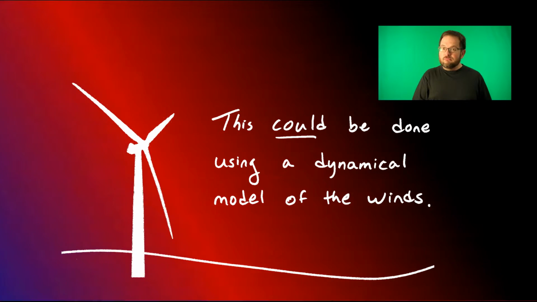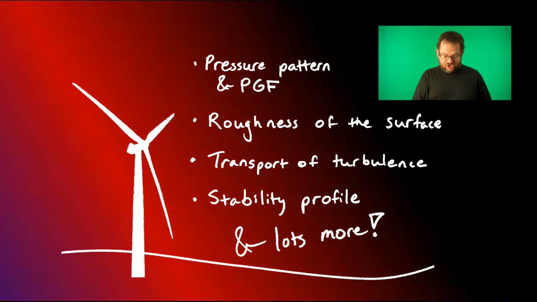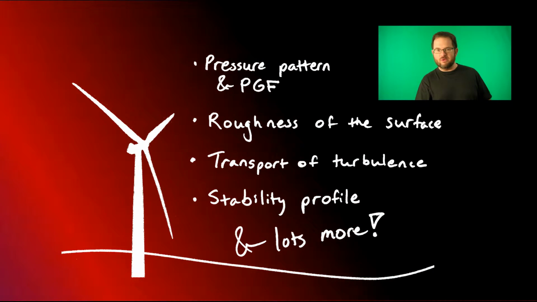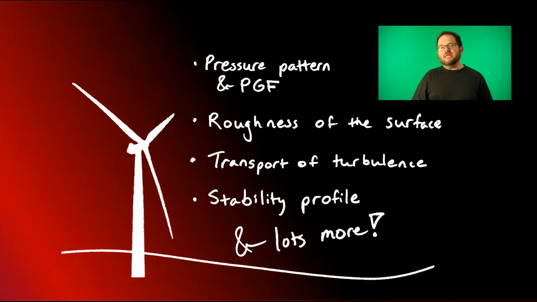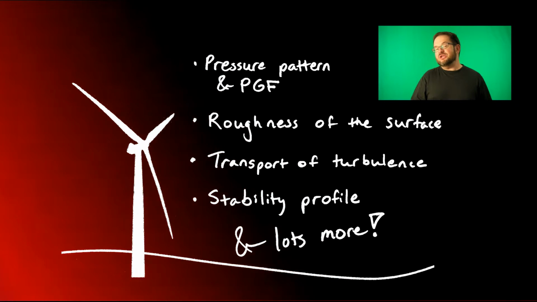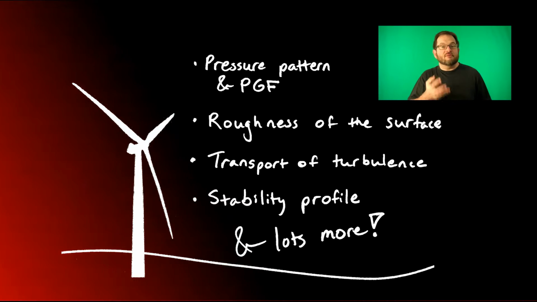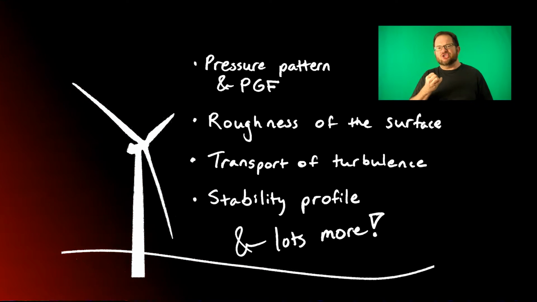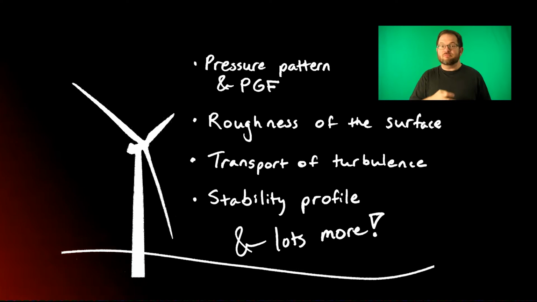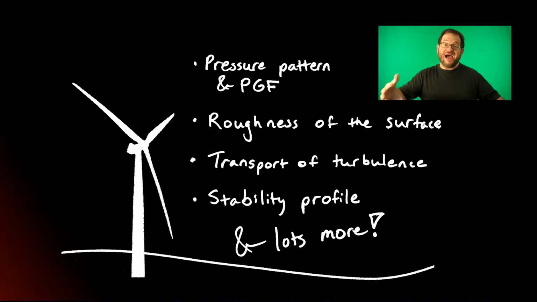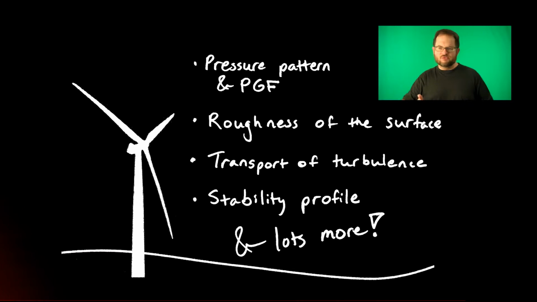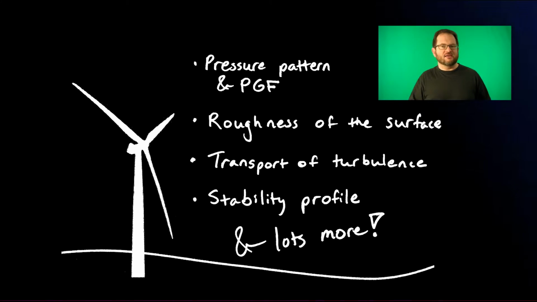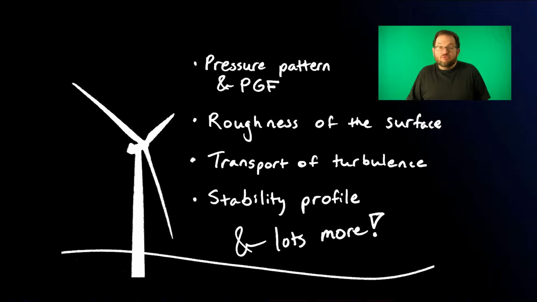For example, maybe we could create some kind of dynamical model of the winds, where we took the winds at that location, that wind turbine, and tried to compute them in a very dynamic kind of way. We would need to compute things like the pressure and the pressure gradient force and the pressure pattern around cyclones and anticyclones. We talked about all those forces that give rise to the winds back in Module 1. We could compute all of that.